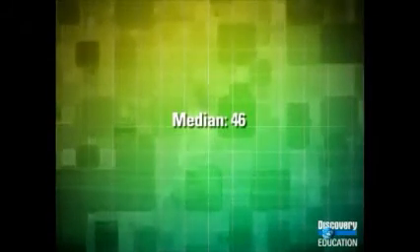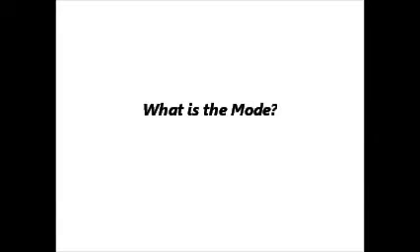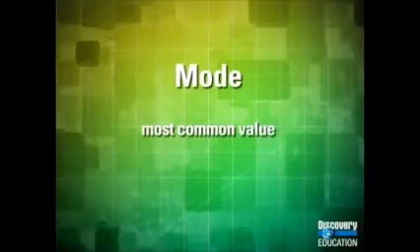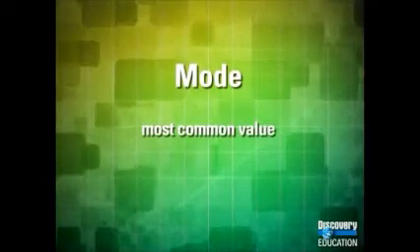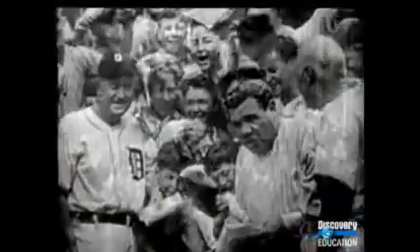A third measure of central tendency is the mode. The mode is the value that occurs most often in a data set. For Babe Ruth's home run figures for these years, the number 46 occurs twice, more than any other number, so the mode is 46. Which statistic, mean, median, or mode, best represents a data set?